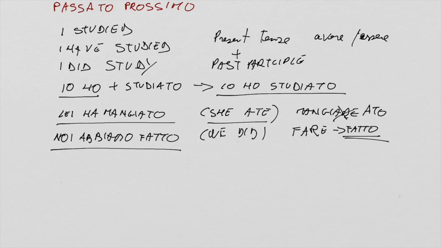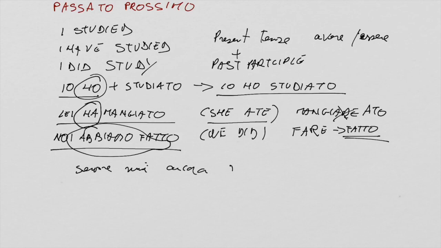As you can see, the auxiliary avere always precedes directly the past participle. Io ho studiato, lei ha mangiato, noi abbiamo fatto. The only words that can go in between the auxiliary avere and the past participle are adverbs like sempre, mai, ancora, già. I'm going to give you an example.